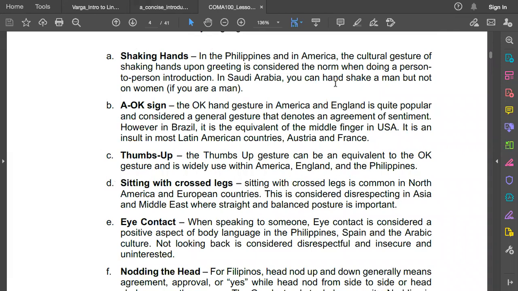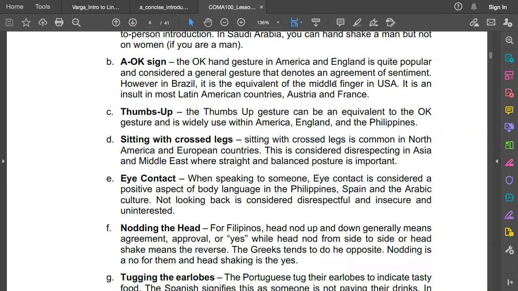So handshake. For Filipinos and Americans, a handshake has a positive connotation. It's a gesture that means introducing yourself or sealing a deal, closing a good deal. Meanwhile, shaking hands with women in Saudi Arabia is against the rules. Since they are Muslims, the culture dictates that. Men can shake hands with men, but women cannot.